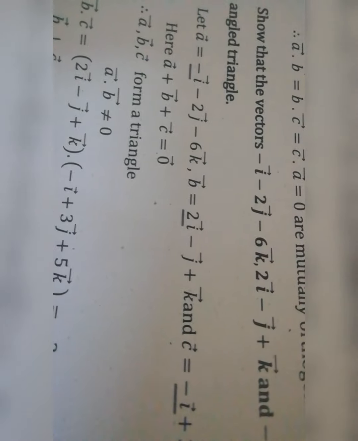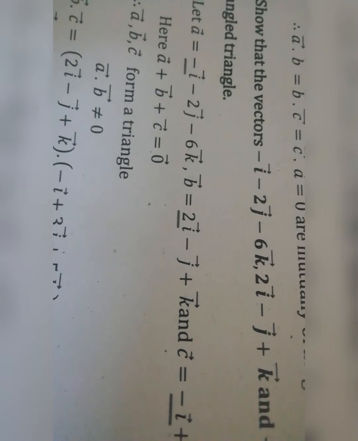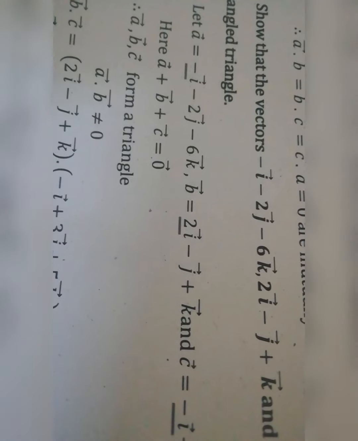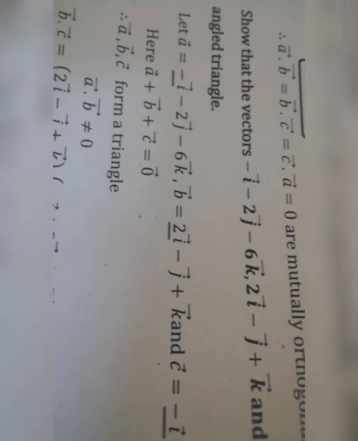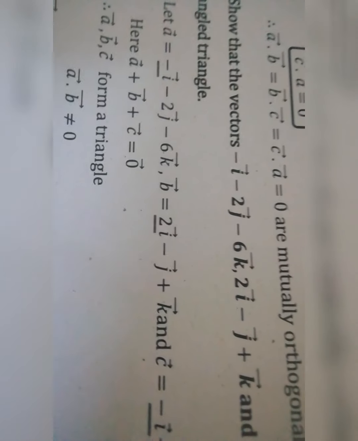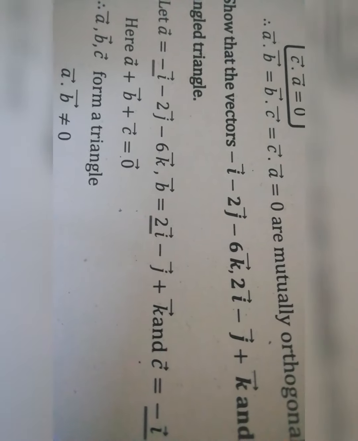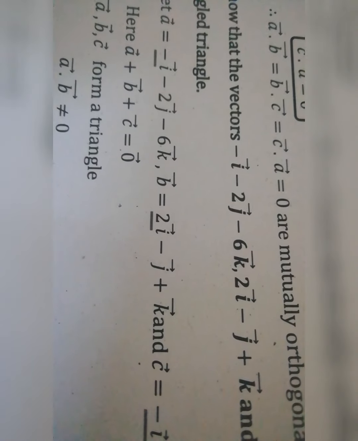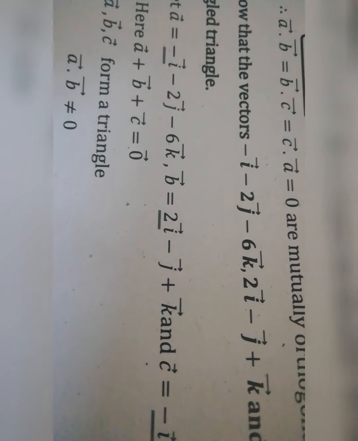First of all, we can show that it forms a triangle. Next, we can show that it is a right angle triangle. So what is the condition to form a triangle? It means a vector plus b vector plus c vector equals 0.